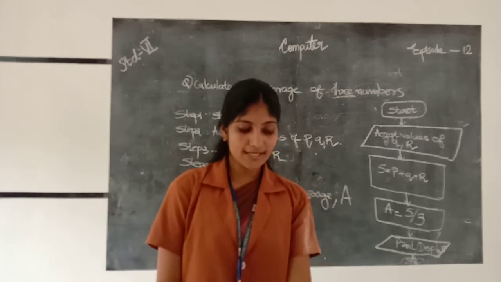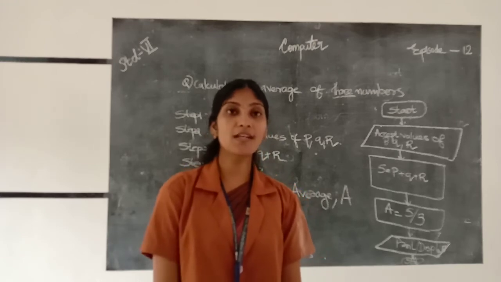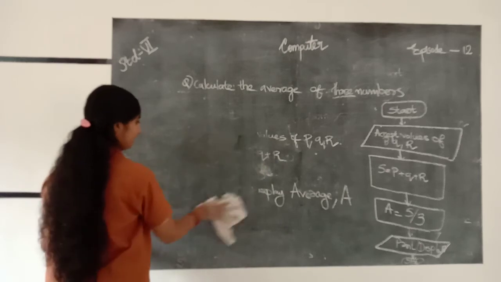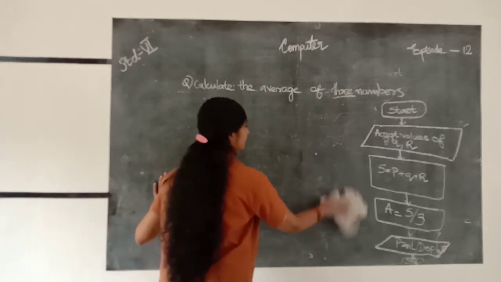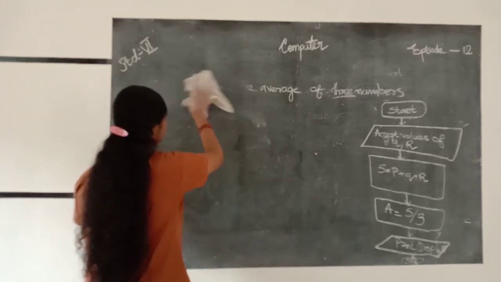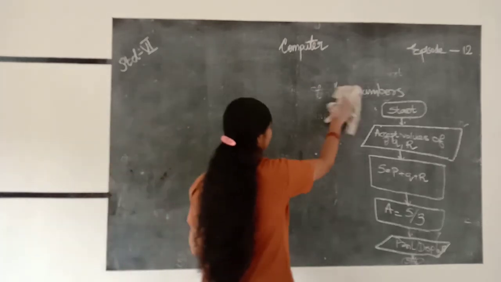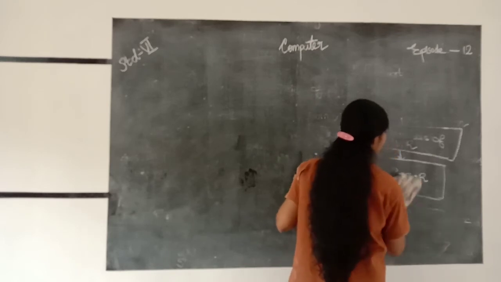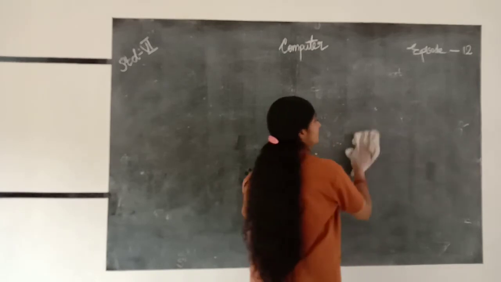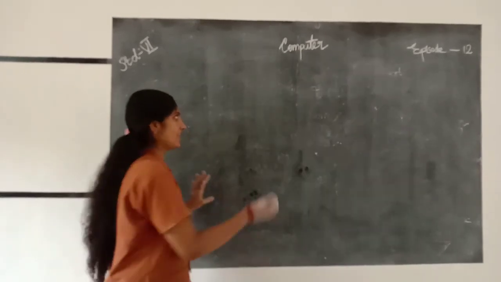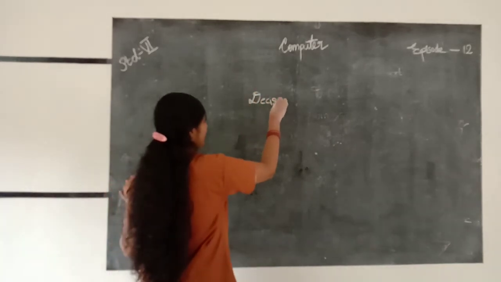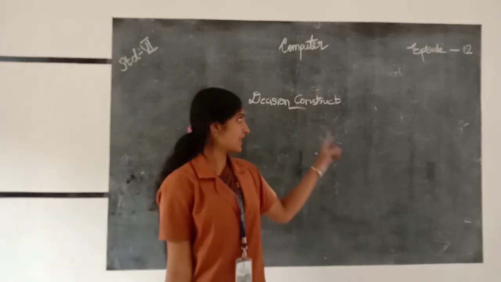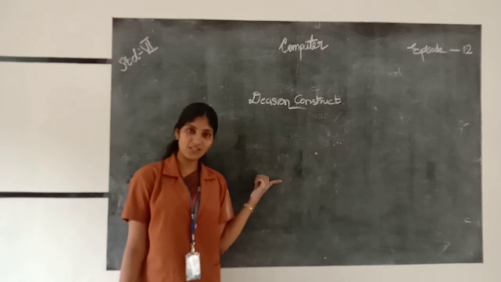Then another type of construct is decision construct. So next type of construct is what? Decision construct. D-E-C-I-S-I-O-N, decision construct. Okay. So in this type of construct, as the name itself says, decision means we have to make a decision using this flowchart.